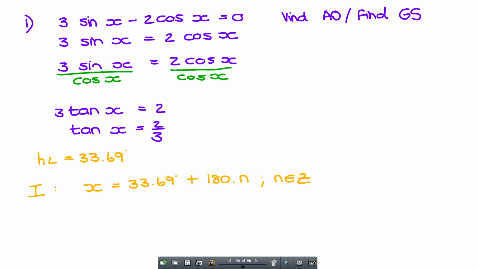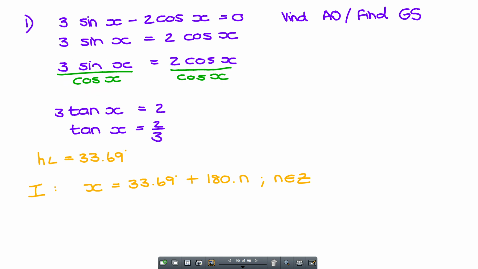Nou sal jy sien ek sit met 'n sin x en 'n cos x. So I have got to get rid of either one of those two. So toe ek gaan besluit, kyk hierso, sien jy ek deel elkeen van hulle deur cos x, nee? Why did I decide to divide by cos x? Because then on the left hand side, sin x over cos x will become tan, nee?